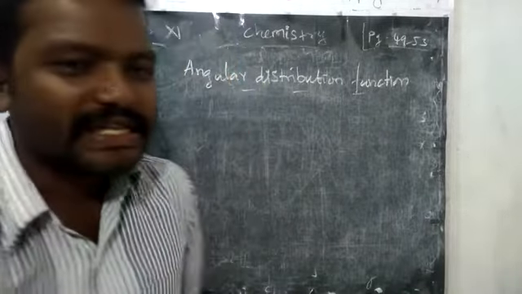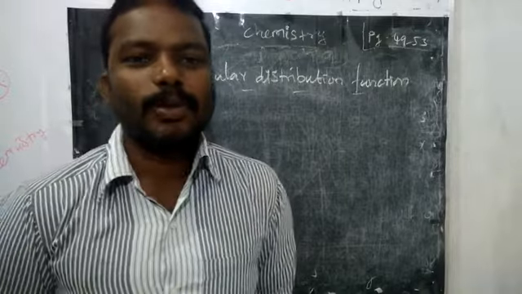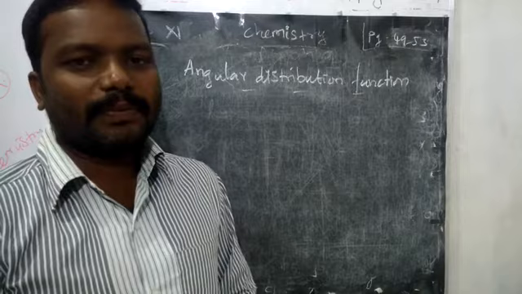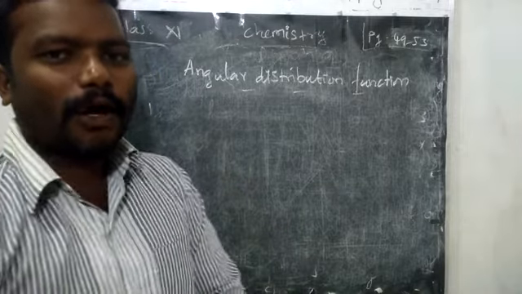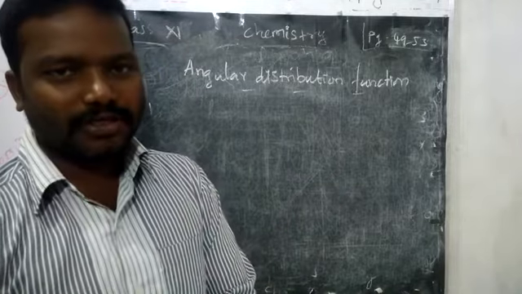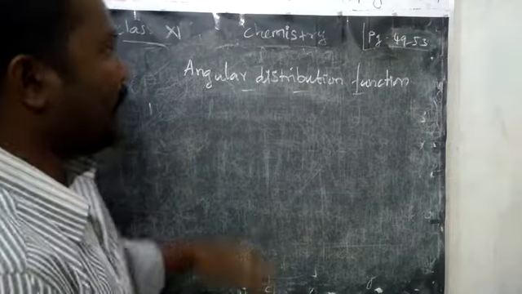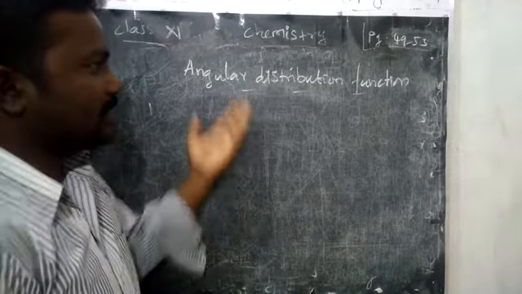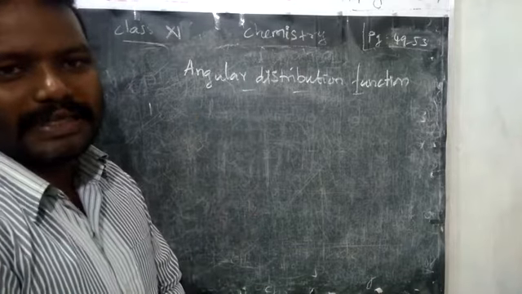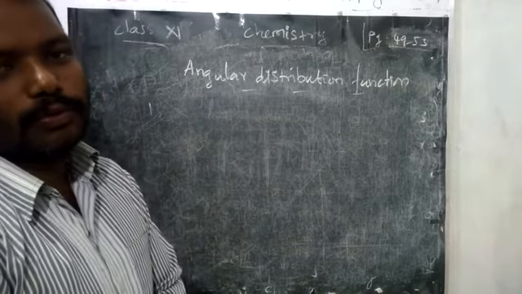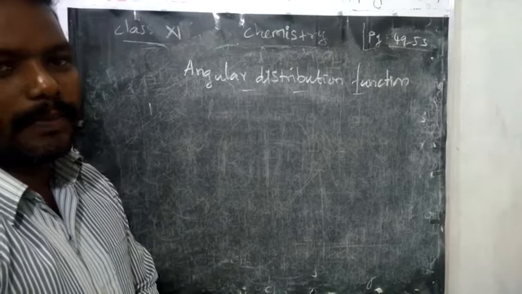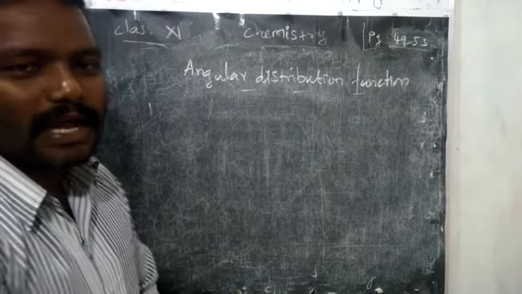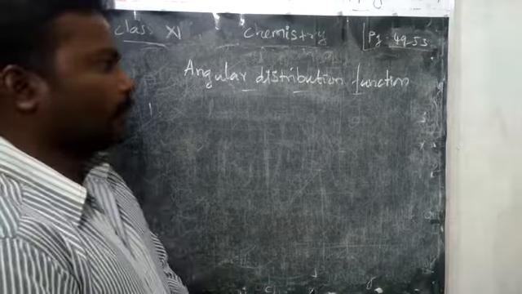Today we are going to see angular distribution function. Yesterday, in the previous video, I taught radial distribution function, followed by angular distribution function, right? So the shapes of orbitals depend upon the L value. It will vary depending upon the L value. L value is nothing but the azimuthal quantum number, right?